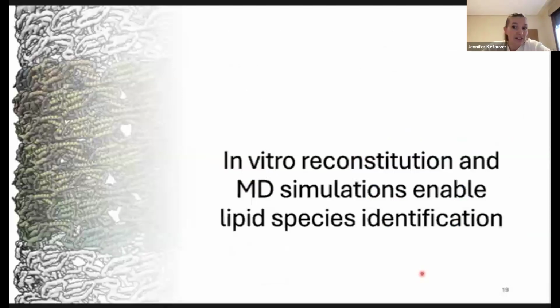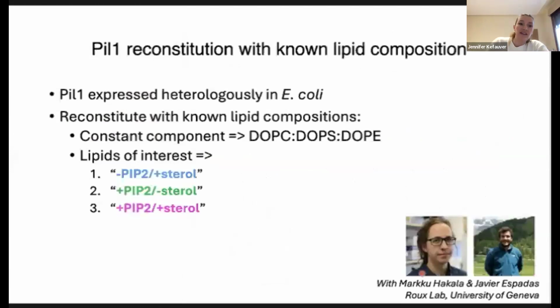So at this point, we could see these signatures in the membrane that could maybe be sterols and PIP2 head groups, but where to go from here? How do we test these hypotheses? So the way we did this was with in vitro reconstitutions and molecular dynamics simulations. We got the suggestion from Aurélien Roux that we should try comparing our near native eisosomes with ones that we reconstitute with lipids of known composition.